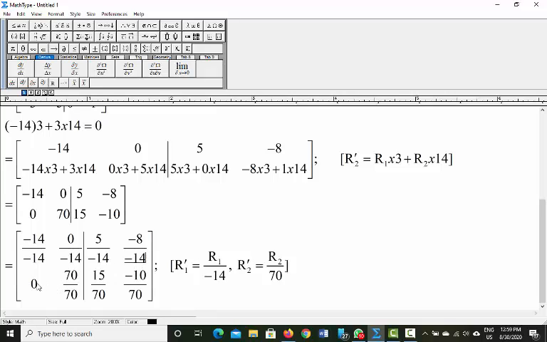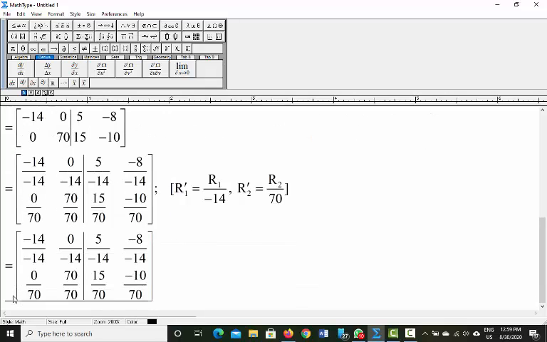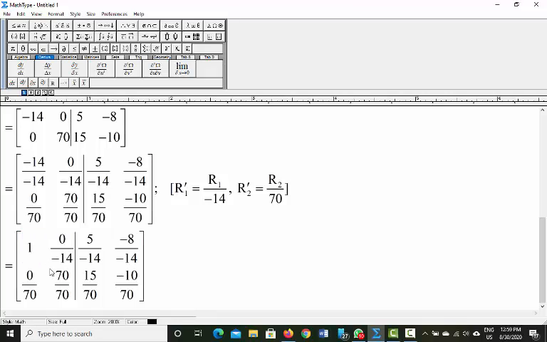Again, these also need to be divided by 70. You can ignore the zero, because if you divide 0 by something, you will get the same 0. So all the elements of the second row are divided by 70. So now what will we get? Obviously, minus 14 divided by minus 14, we will get 1. This one we will get 0.